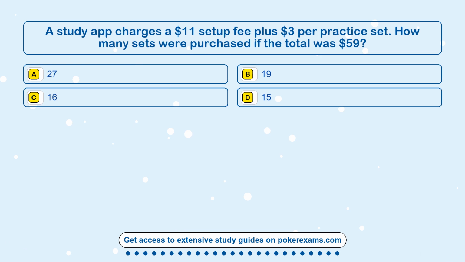Question 18. A study app charges a $11 setup fee plus $3 per practice set. How many sets were purchased if the total was $59? Option A 27. Option B 19. Option C 16. Option D 15.